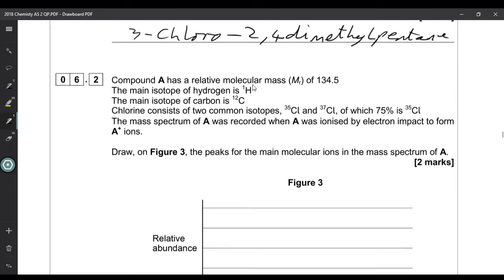So compound A has a relative molecular mass of 134.5. The main isotope of hydrogen is H1. The main isotope of carbon is C12. But chlorine consists of two common isotopes, Cl35 and Cl37, and 75% of it is Cl35. The mass spectrum of A was recorded when A was ionized by electron impact to form A+ ions. Draw on figure 3 the peaks for the molecular ions in the mass spectrum of A.